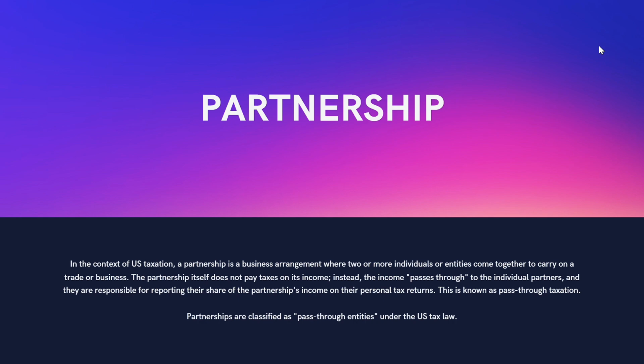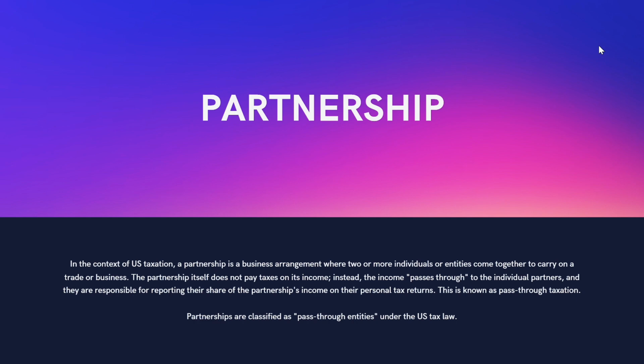So firstly, we are going to know what is a partnership. Partnership in context of US taxation is a business arrangement where two or more individuals or entities come together to carry on a trade or business. The partnership itself doesn't pay taxes on its income. Instead, the income passes through to the individual partners and they are responsible for reporting their share of partnership income on their personal tax return. This is known as pass-through taxation. Partnerships are classified as pass-through entities under the US tax law.